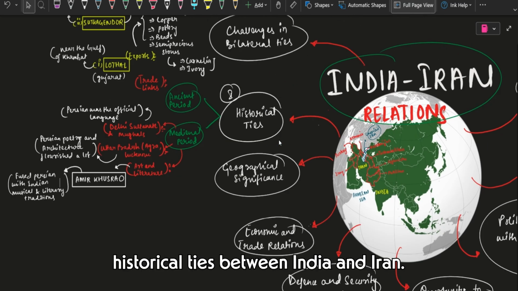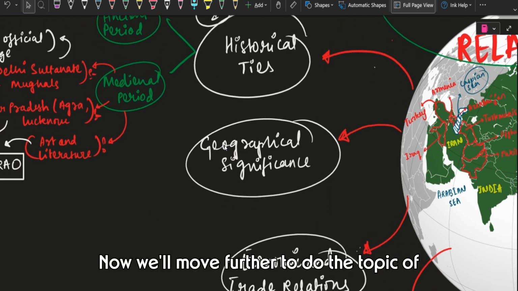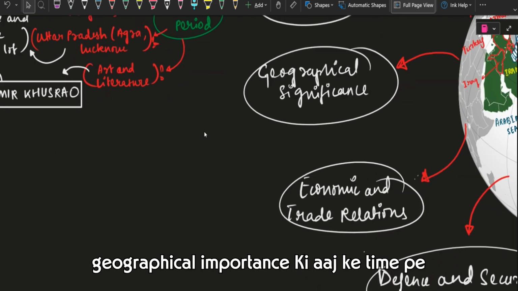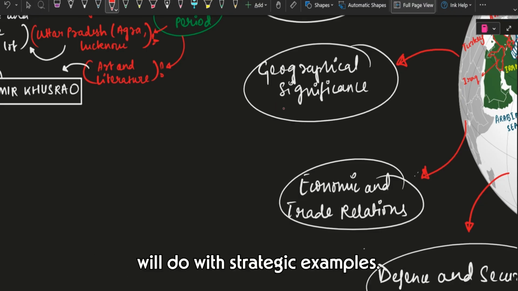Alright guys, so this was about the historical ties between India and Iran. Now we'll move further to do the topic of geographical importance, that is, what the geographical importance is in today's time, and we'll also do it with strategic examples.